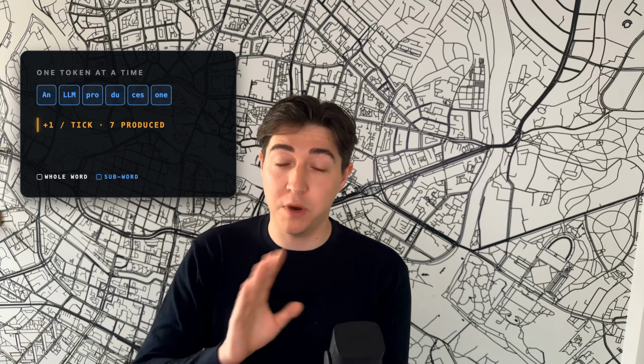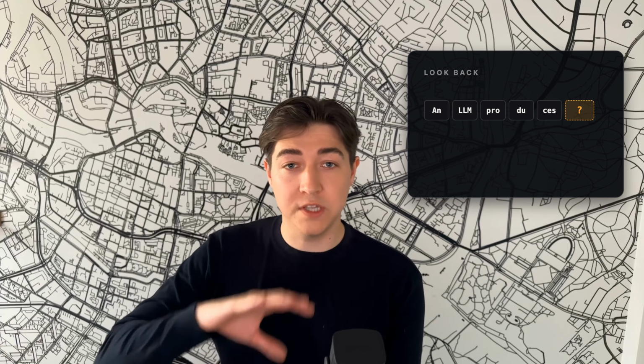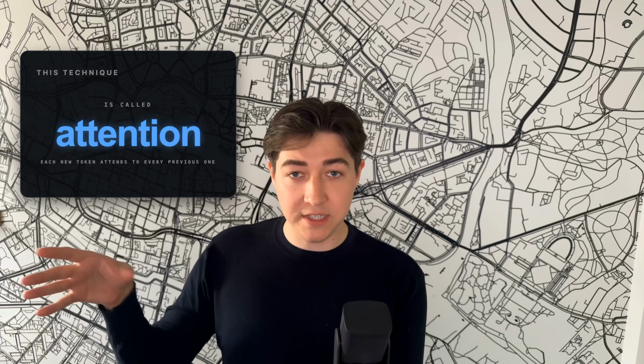An LLM produces one token at a time, where a token is part of the word or the whole word. To produce the next token, the model looks at every previous token that came before it. This looking back technique is called attention.